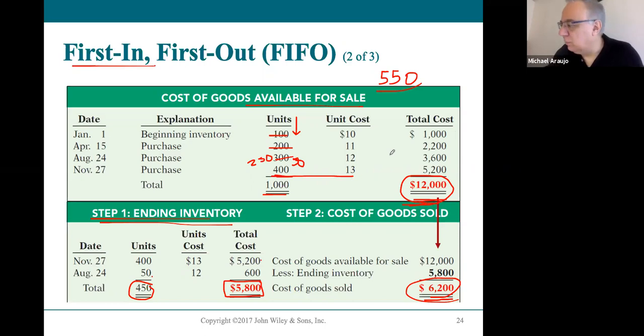Yeah, 3,000. Woohoo! Hey, good guess. I might play the lottery today.